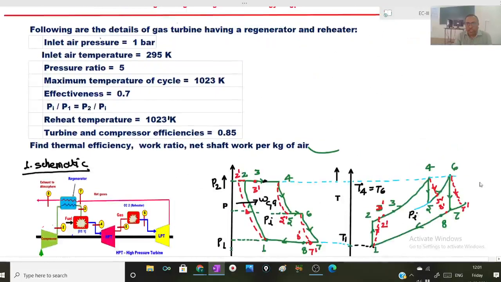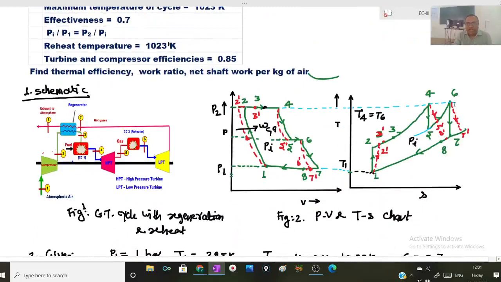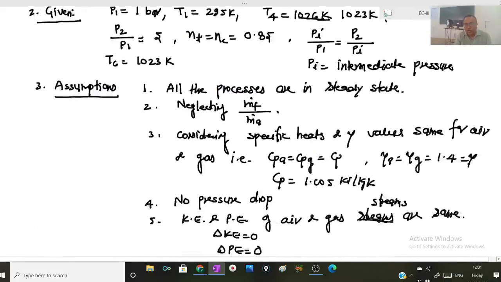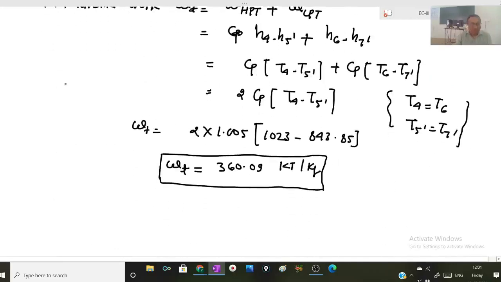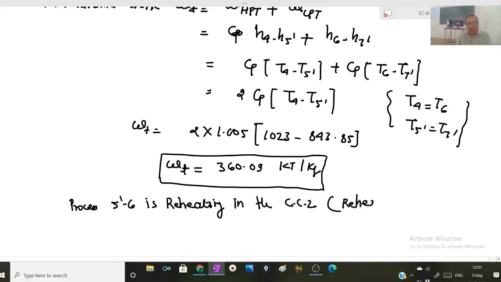Now one more process is there, 5-6. 5-6 is nothing but reheating in the combustion chamber. So process 5-6 is reheating in the combustion chamber 2, that is the reheater.